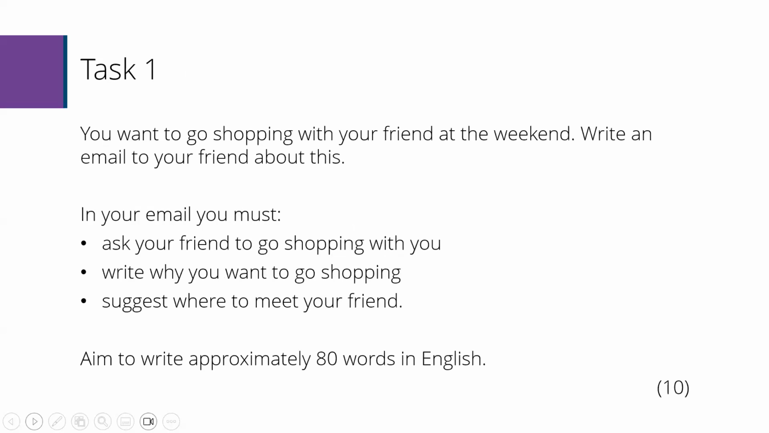So task 1 looks something like this. They're told what it is they need to do. You want to go shopping with your friend at the weekend. Write an email to your friend about this. In your email, you must ask your friend to go shopping with you, write why you want to go shopping, and suggest where to meet your friend, and aim to write approximately 80 words in English.